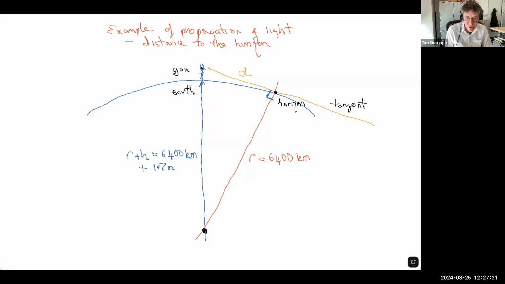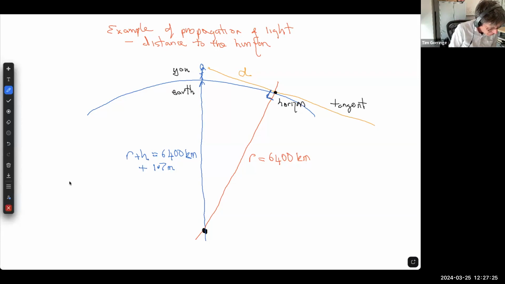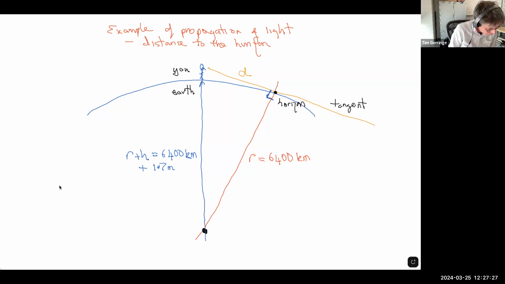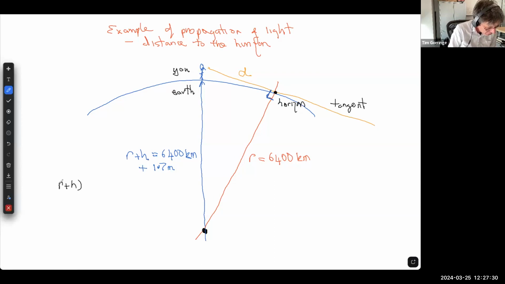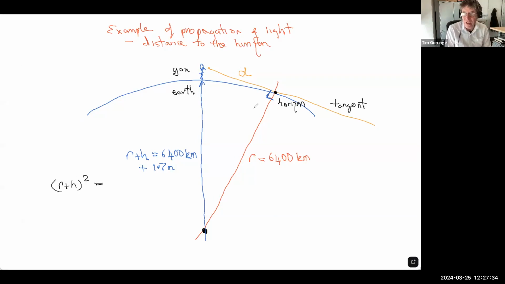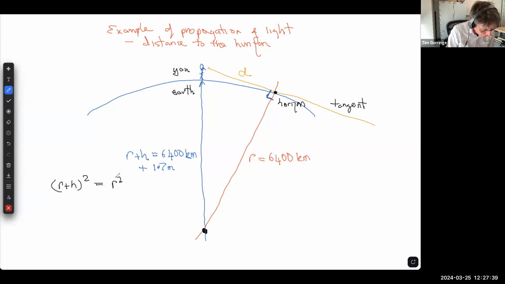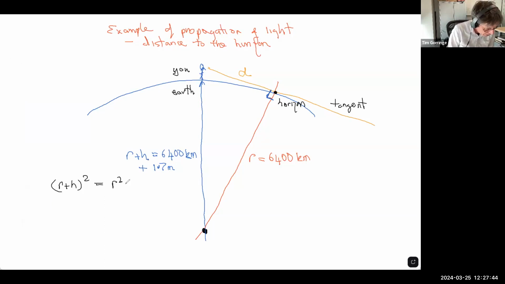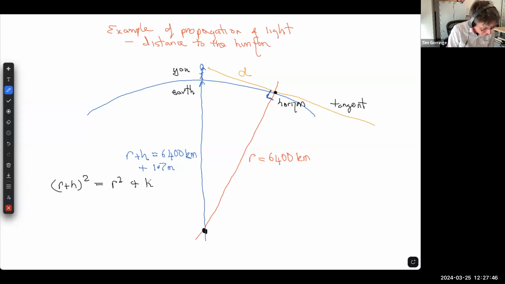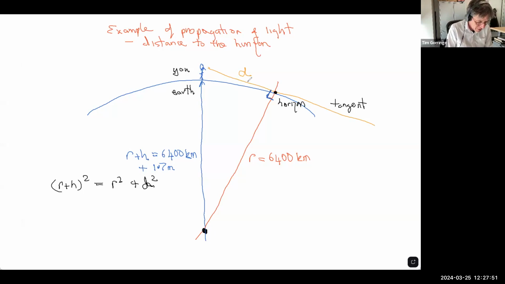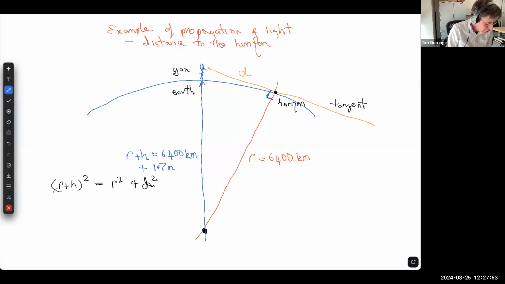And Pythagoras' theorem says that for such a right-angled triangle, the square of the length of the hypotenuse, so that would be (R + H) squared, would be equal to the sum of the squares of the lengths of the two other sides that are next to the right angle. So it's R squared, that's this side downstairs here on the right, and then plus D squared, that's this side upstairs here. This is the distance to the horizon.